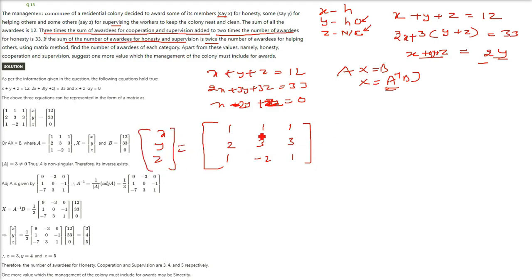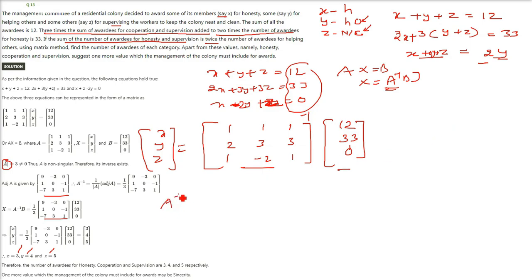So x, y, z will be the inverse of this matrix multiplied by the constants. I hope you'll be able to do the inverse. And the constant is 12, 33 and 0. Now the inverse and the multiplication I leave for you, and for reference the solution is in front of you. First you have to find the determinant, then the adjoint divided by the determinant, take the inverse and multiply it by the constant values 12, 33, 0. You need to know A inverse matrix multiplication, then only you will be able to solve this type of question.